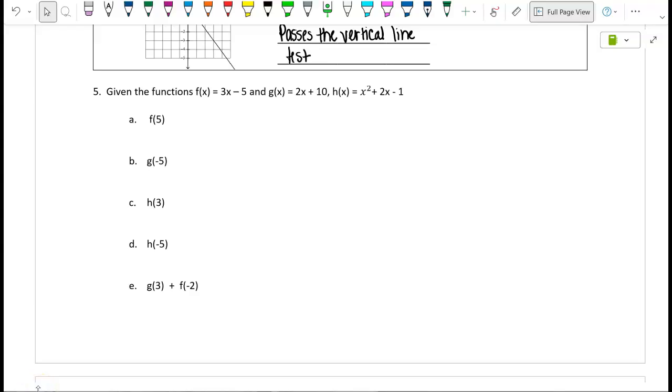All right, again, we have 3 different functions here. We have f of x is 3x minus 5, g of x is 2x plus 10, and h of x is x squared plus 2x minus 1. You have to match up the letter with the correct function. So for C and D, I have to use h of x. For B and part of E, I have to use g of x. And for A and the other part of E, I have to use f of x. So you do have to pay attention to the letter to make sure you're choosing the correct equation.